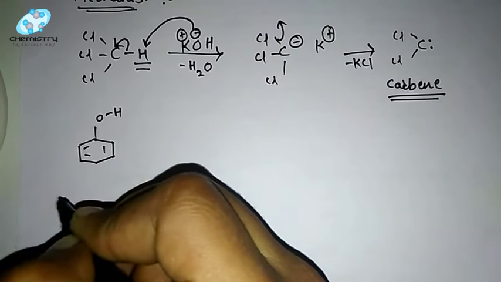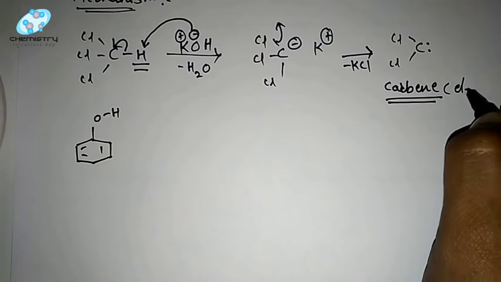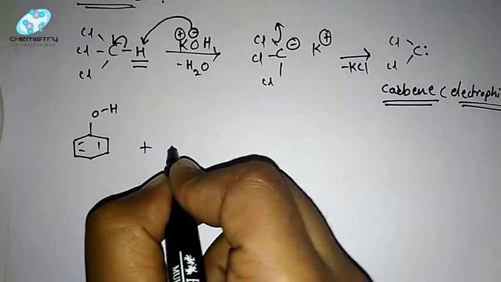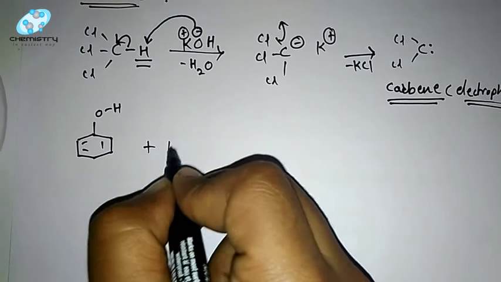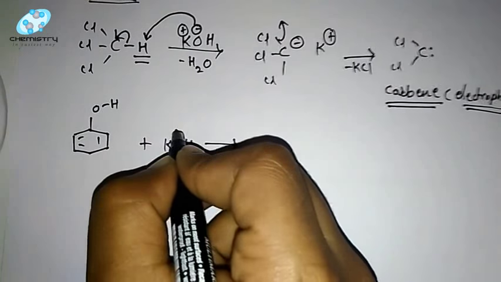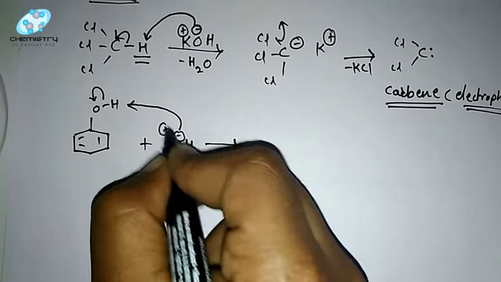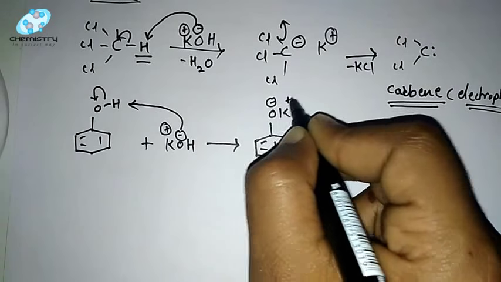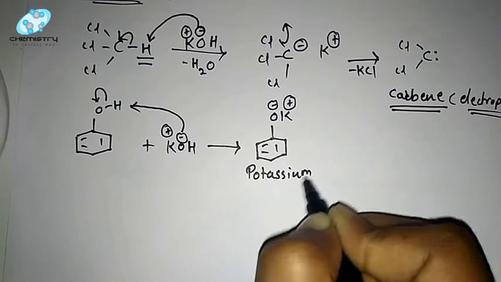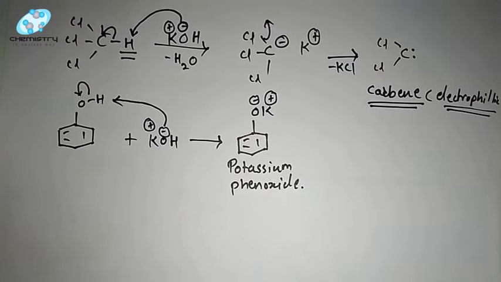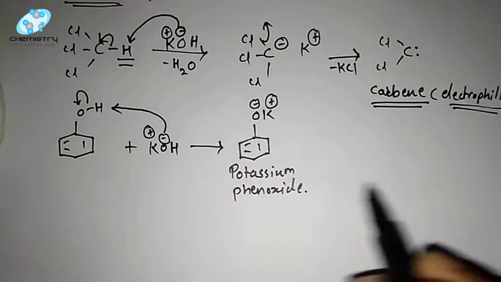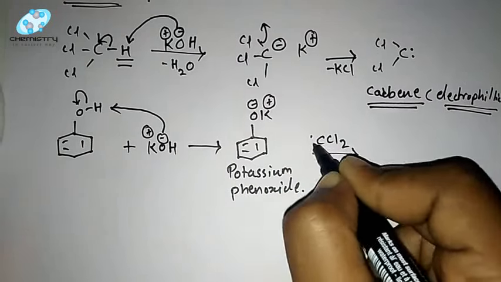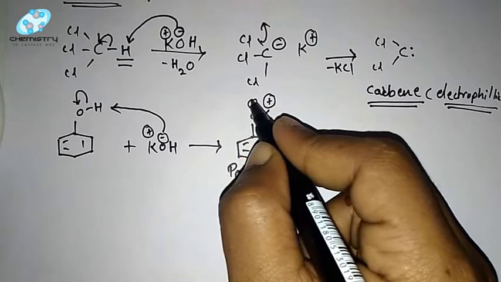So we have our phenol, which is a nucleophilic one. This phenol is treated with potassium hydroxide first to form a salt known as potassium phenoxide, because potassium phenoxide is more reactive than phenol itself as it has free electrons on the oxygen. So this potassium phenoxide will now work with carbene to give our desired product. So this is potassium phenoxide with dichlorocarbene.